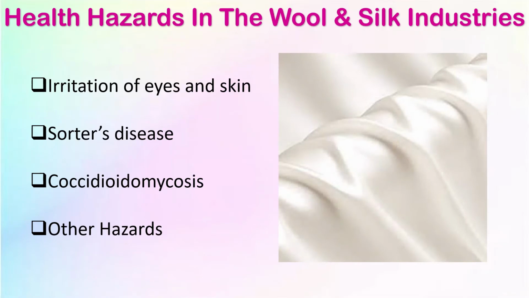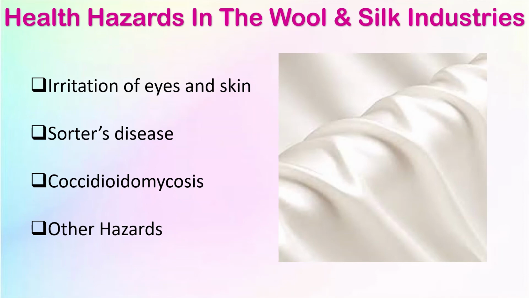Health hazards in the wool and silk industries. 1. Irritation of eyes and skin. Various chemicals used for degreasing, disinfecting, bleaching, and dyeing can cause irritation of eyes and skin. Moreover, workers handling raw silk may get allergic skin reactions.